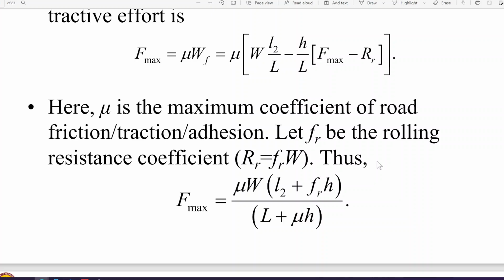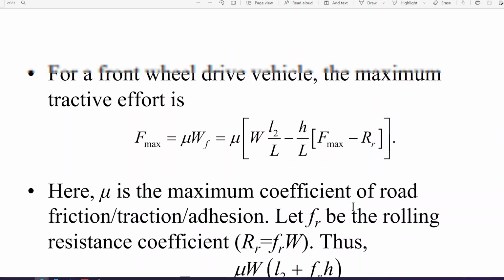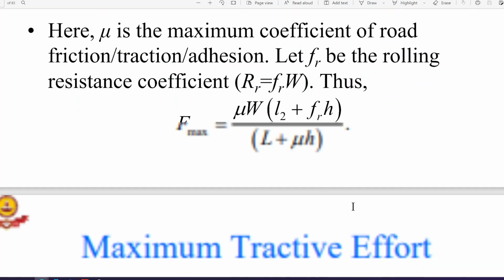And this rolling resistance is written as Fr into W, which is defined in terms of the rolling resistance coefficient and the load acting on that particular tire. So after substituting the value for rolling resistance, the final expression for F max comes out to be this for a front wheel drive vehicle.